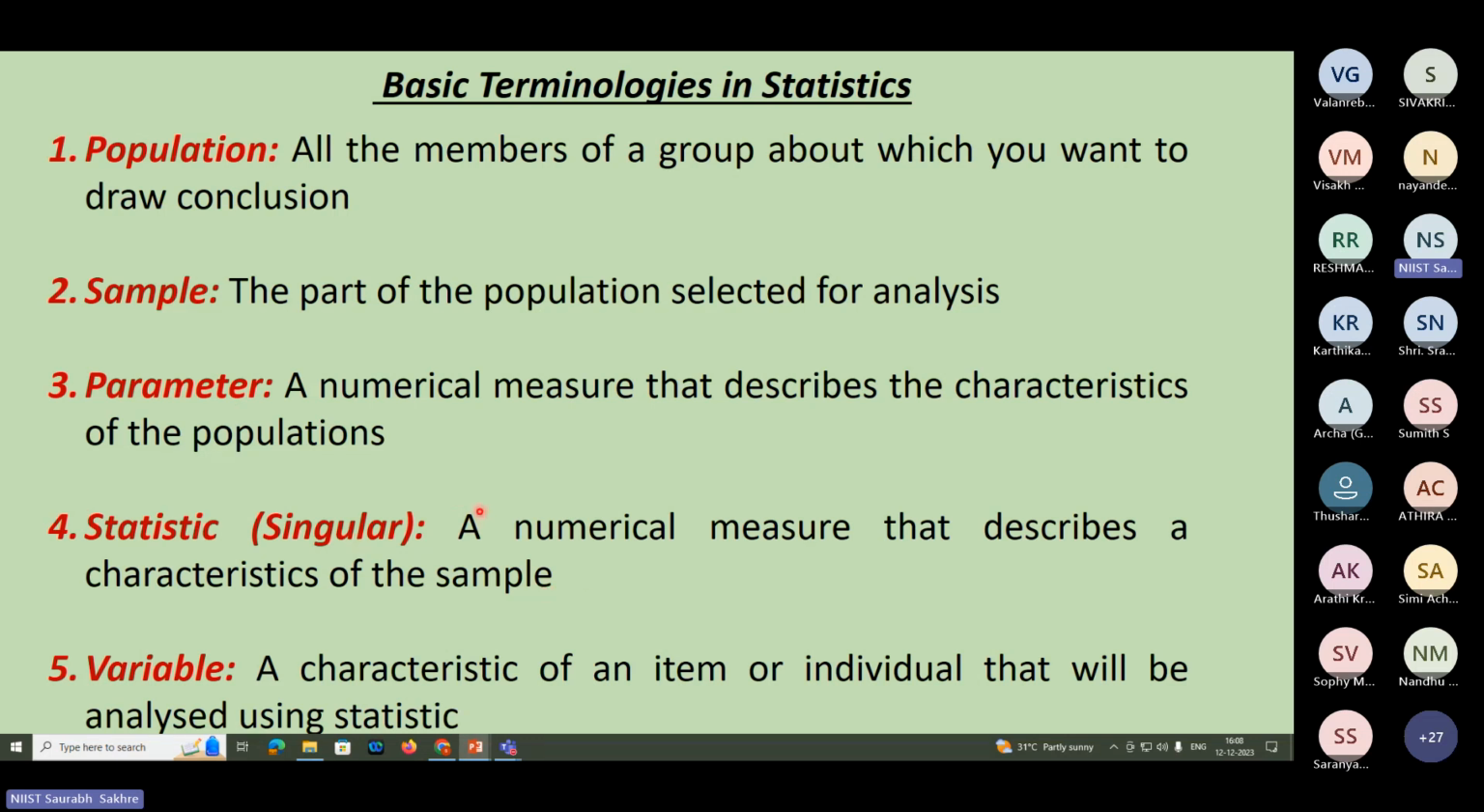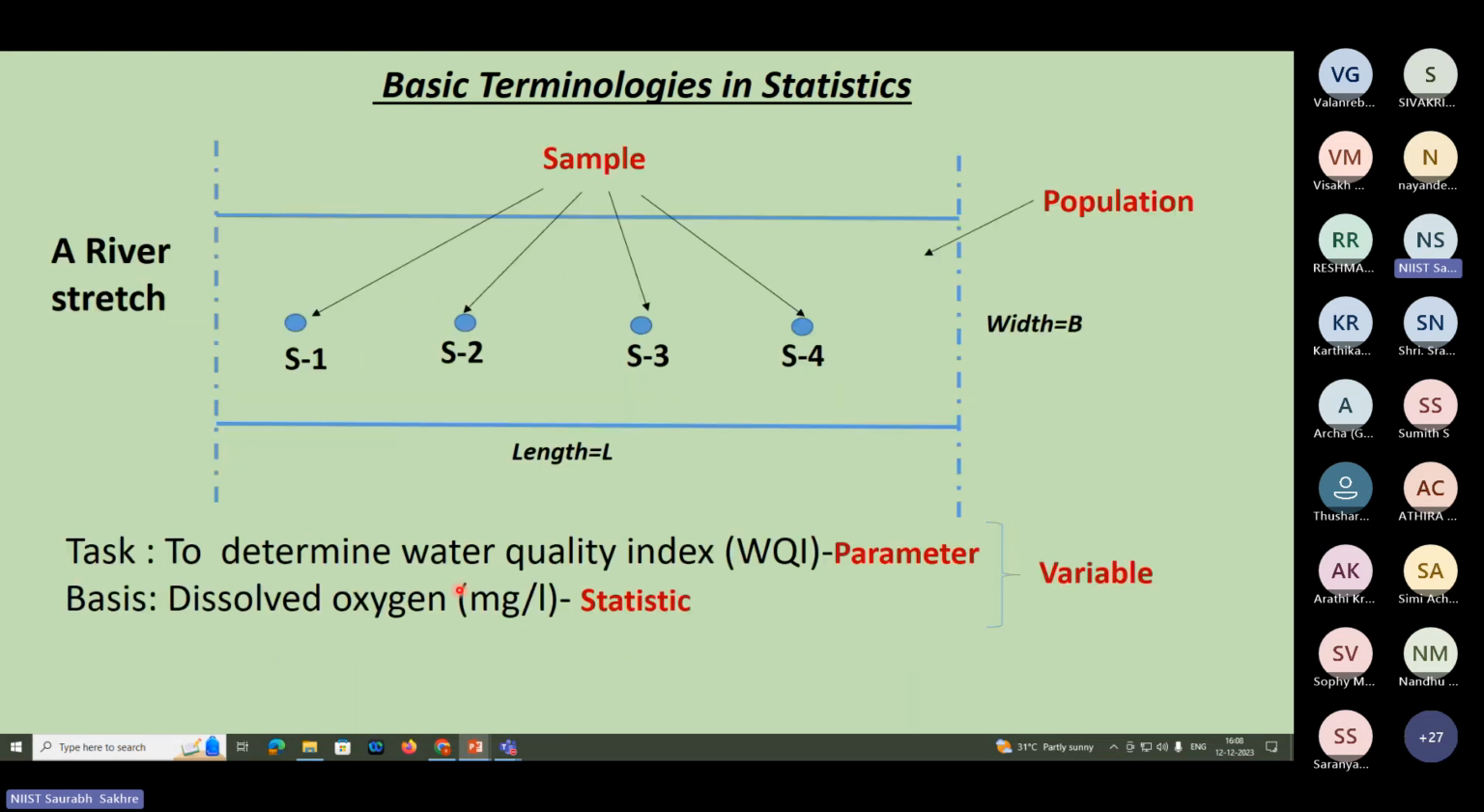You can also remember like this: P for parameter, P for population, S for statistic, and S for sample. So in this case, my whole water quality index, which I will be reporting for the whole river, is my parameter. The whole water quality index, which I'll be reporting for the whole stretch of length L and width B, is the parameter. And the technical part which I'm measuring in a sample is called statistic.